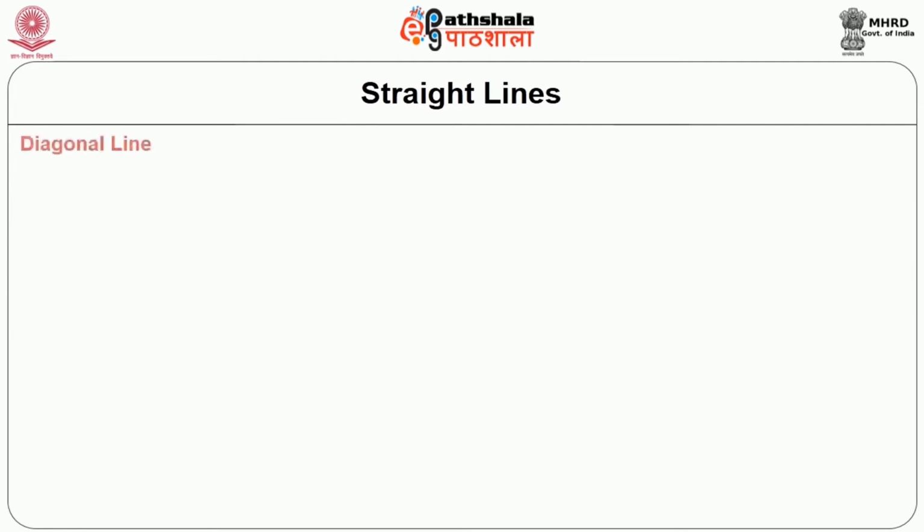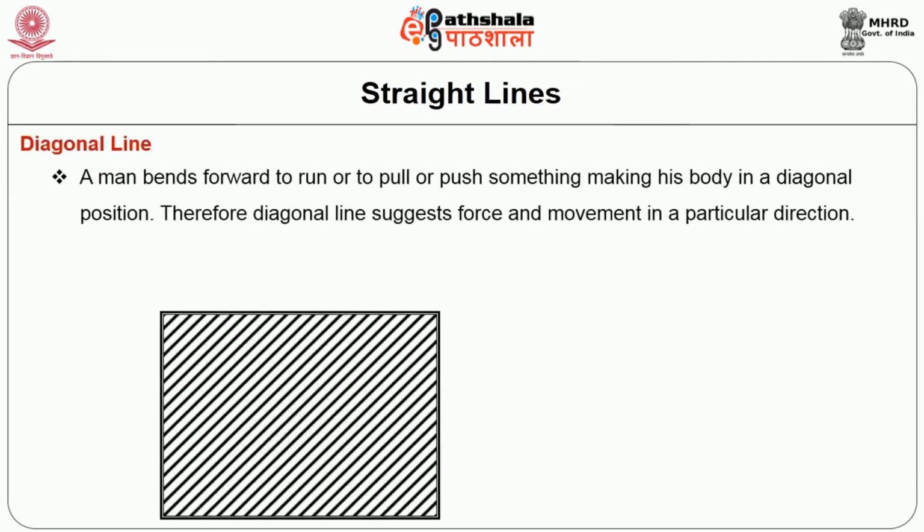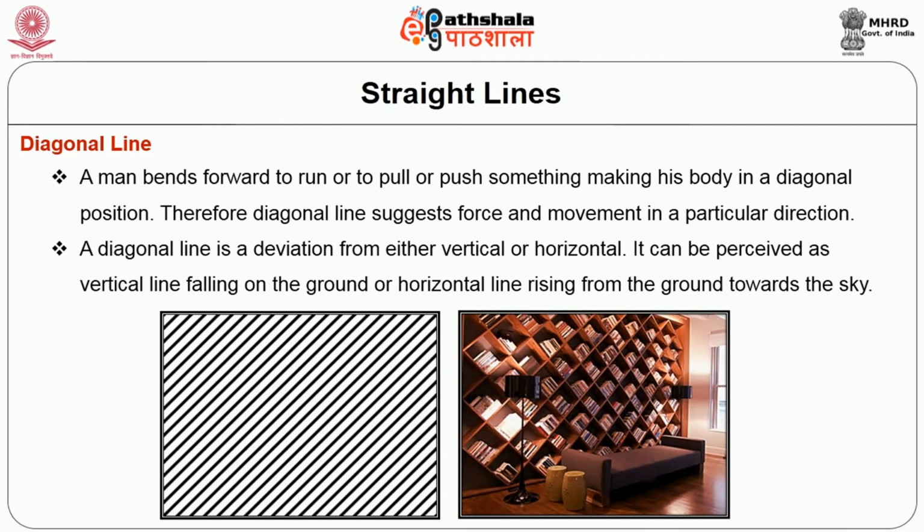The third one would be the diagonal lines. A man bends forward to run or to pull or push something, making his body a diagonal position. Therefore, diagonal lines suggest force and movement in a particular direction. Any diagonal line is a deviation from the vertical or horizontal line. It can be perceived as a vertical line falling to the ground or a horizontal line rising from the ground towards the sky. In interior design, such lines go well on the wall near the staircase, or in an area where one is going to stay for a short time.